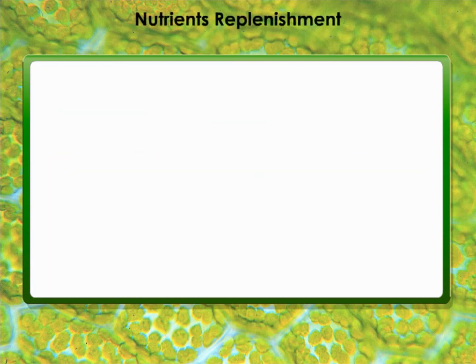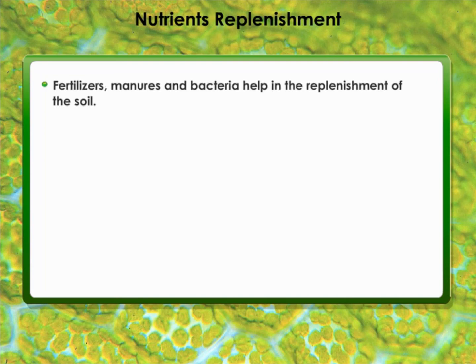Nutrients replenishment. Plants absorb mineral nutrients from the soil, so their amounts in the soil keep on declining. Fertilizers and manures contain plant nutrients such as nitrogen, potassium, phosphorus, etc. Fertilizers, manures, and bacteria help in the replenishment of the soil.